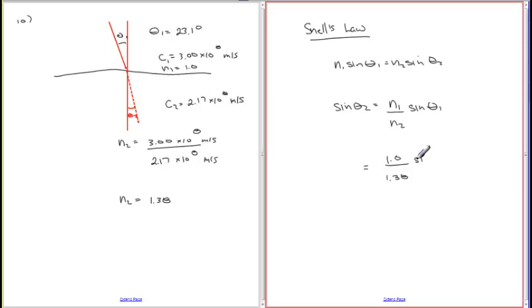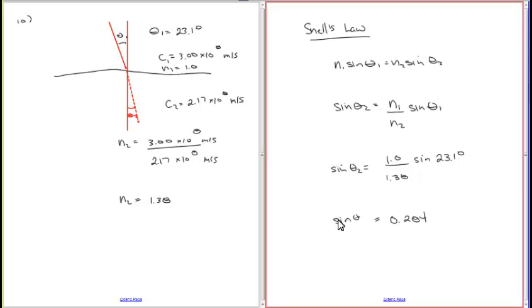The sine of 23.1 degrees is something we plug into our calculator. So we take the sine of 23.1, which is 0.392. We divide by 1.38. And we should get a lower number because the angle is going to go lower, 0.284. So the sine of theta 2 is that.